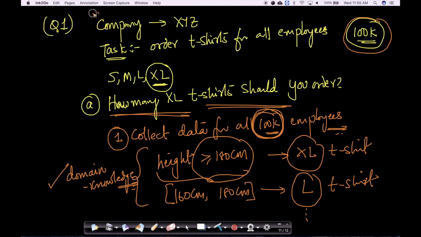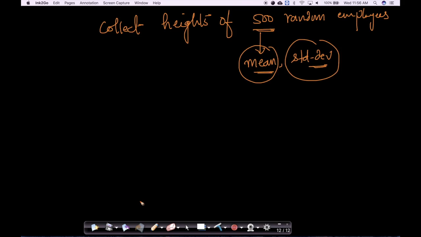Again, we are still solving the same problem. My first assumption is that we can determine the size of t-shirts from the heights of people, which is a reasonable thing. And since I can't collect heights of all the 100,000 employees, I am saying let's collect heights of 500 random employees. And this is not impossible, right? Whenever at the gate of entry to your offices, you randomly filter 500 people and say, could you just give me your height? It will not take us more than 10 seconds to measure it.